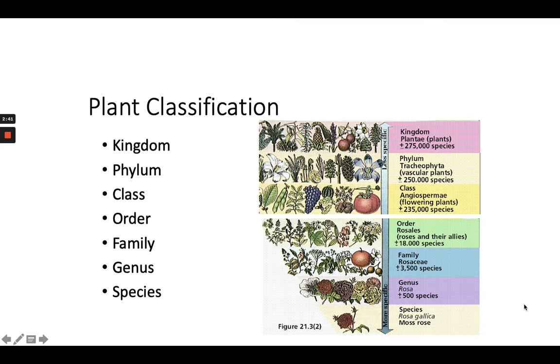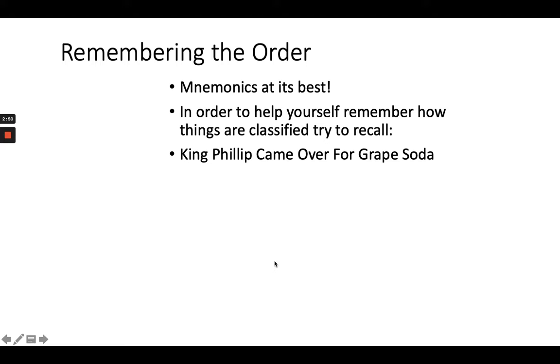We go down to order. This is the roses and their allies, family, genus, and then the species. So this particular rose would be called a moss rose. Remember the order. Mnemonics, they tend to work really well here. So in order to help yourself remember how things are classified, try to remember King Philip came over for grape soda. That gives you the kingdom, phylum, class, order, family, genus, and species. And that is the correct order that it goes in, with kingdom being the largest category and the species being the most specific.